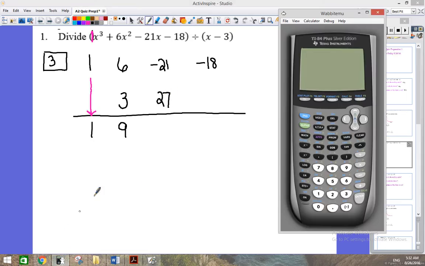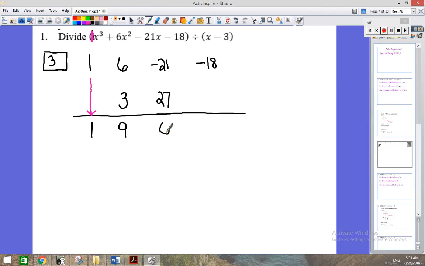And remember, don't make silly mistakes. If you have to use your calculator, that's fine. The minus sign, the negative sign on your calculator is different than the subtraction key. So be careful of that. And then plus 27, and I get 6. That number is below the line, so we multiply it by the number in the box. The 3 times 6 is 18. Write that below our next number, and we add these together, and I have a remainder of 0.